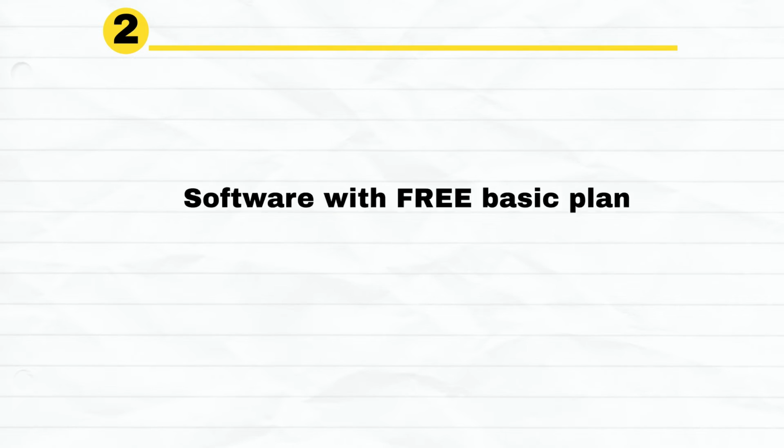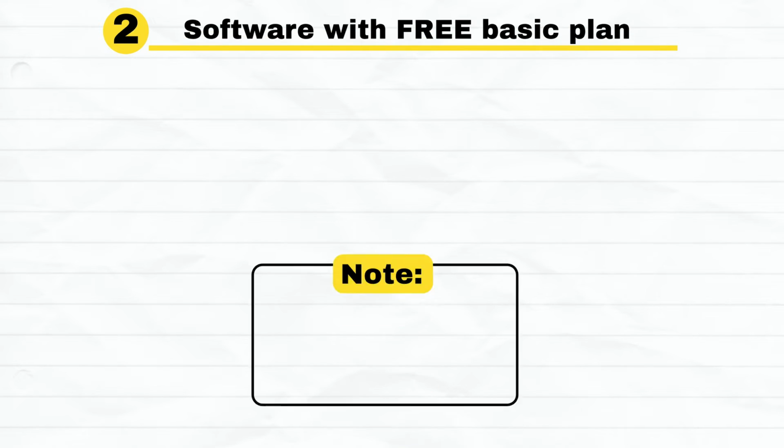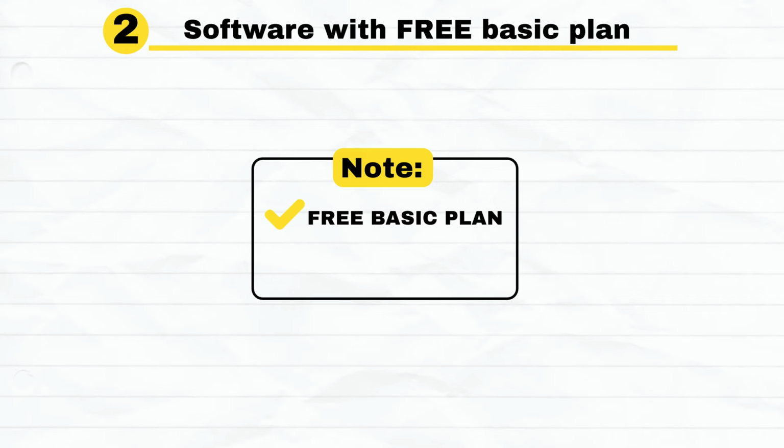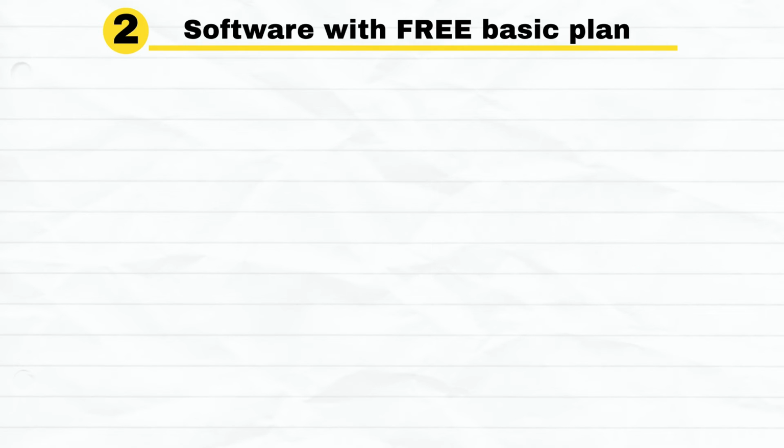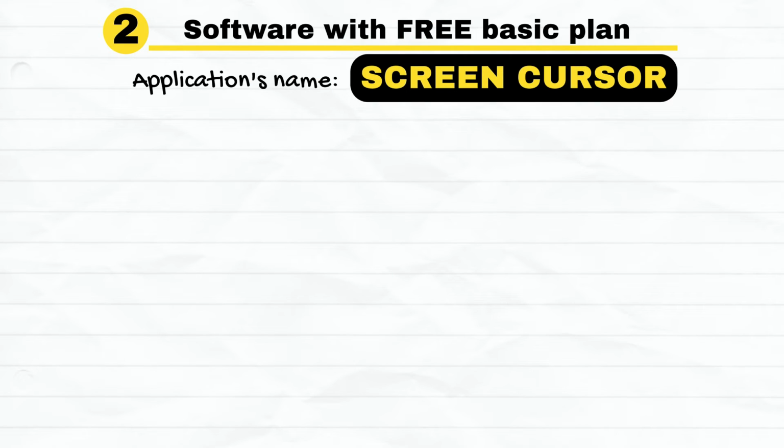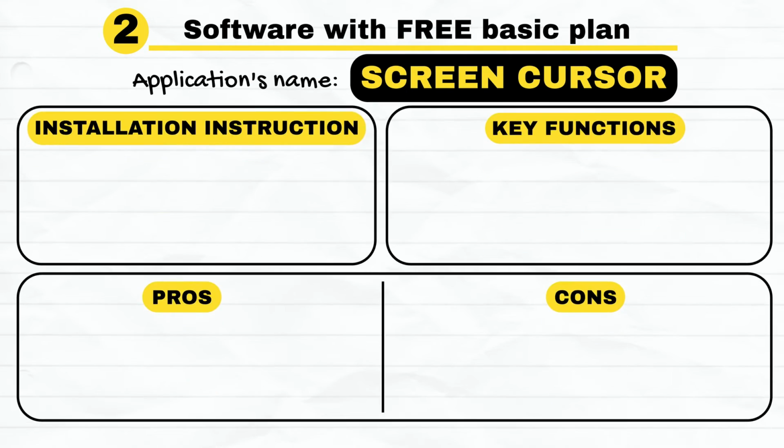Next, we will examine the second free option to highlight the mouse cursor by using software with a free basic plan. I say free basic plan instead of free software because it is really hard to find good free software nowadays. Therefore, it is more practical to find something that has a free basic plan that matches our needs. I found a very good option in this case. The software is called Screen Cursor, which you can easily find on the App Store. Let me show you how.